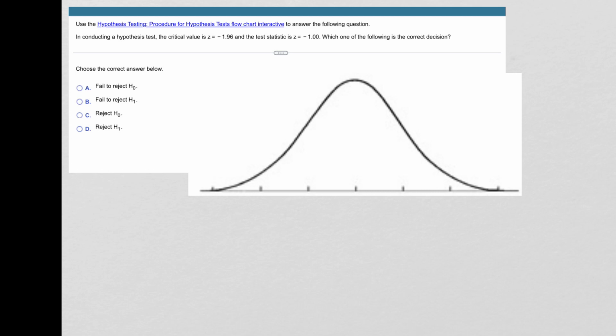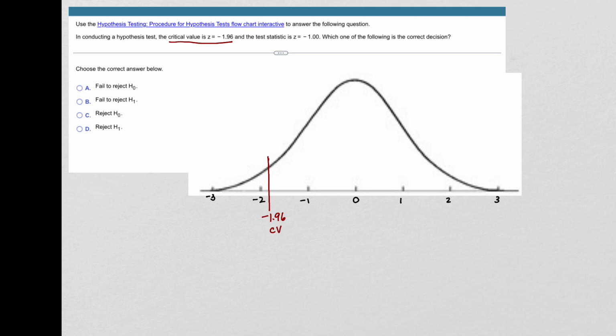So I have made a normal distribution, and I'm going to label the z values on the horizontal axis. And then I'm going to mark where my critical value is, and that's at negative 1.96. So that's roughly here. Doesn't have to be perfect. And that's my critical value.